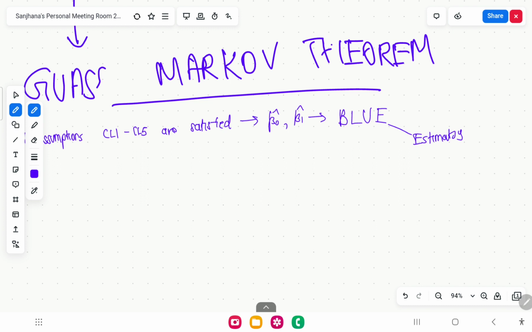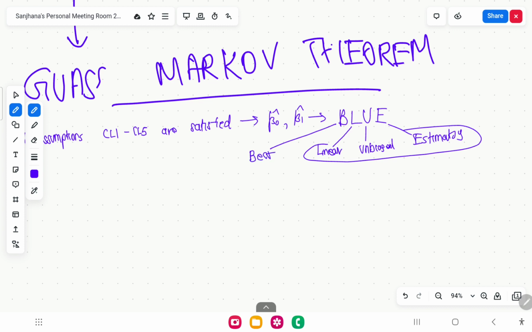We are saying that if the assumptions CL1 to CL5 are satisfied, the values we get for beta naught and beta 1, the estimators, are considered to be unbiased. And they are linear as well. So these are linear unbiased estimators. What does this B refer to? It says they are the best linear unbiased estimators.